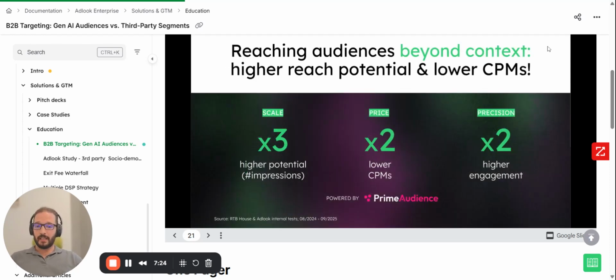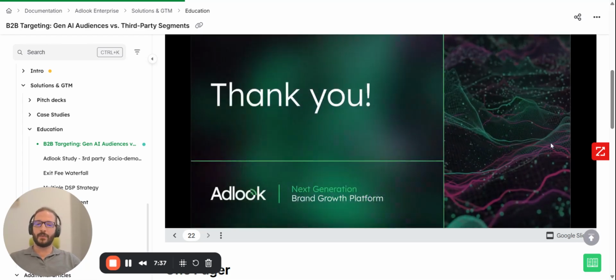Reaching audiences beyond context. Higher reach potential, lower CPMs, 3 times higher potential number of impressions, 2 times lower CPMs, 2 times higher user engagement. The numbers are deafening.